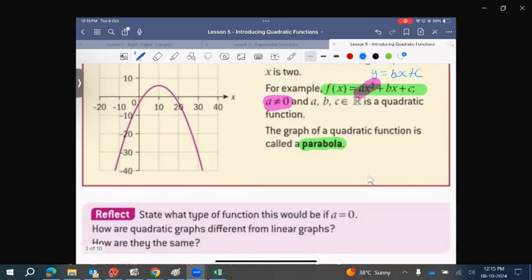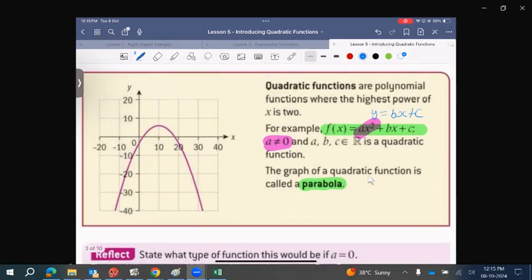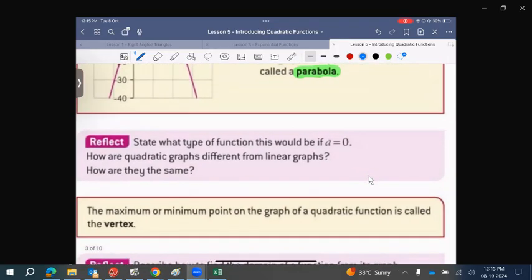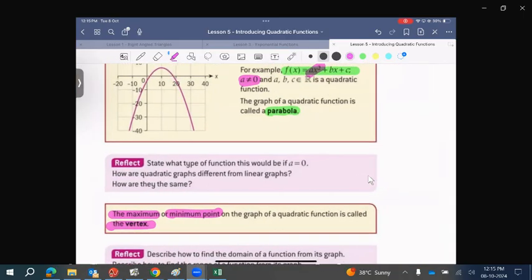Okay, how do linear graphs and quadratic graphs differ, and how are they the same? A linear graph is a straight line. A quadratic graph is a curve. A quadratic graph rises and then falls, or it falls and then rises. It goes in both directions, whereas the linear graph either just rises or just falls. Right, so one of the most important parts about a quadratic graph, and the reason we find them useful, is they have a maximum point or they have a minimum point. We call this the vertex. We need to know the word vertex.